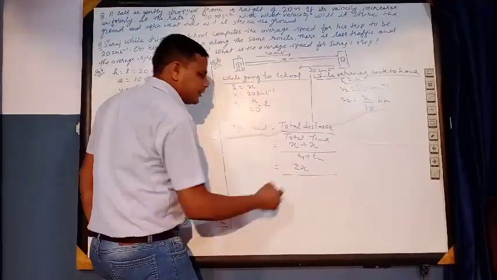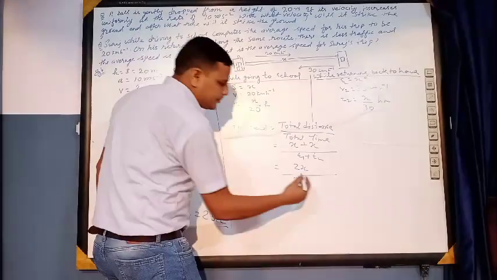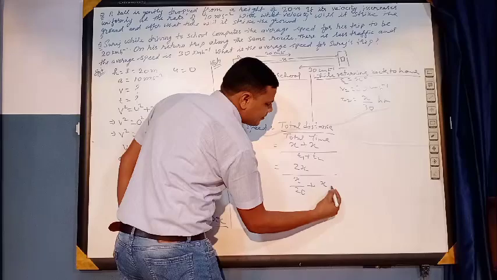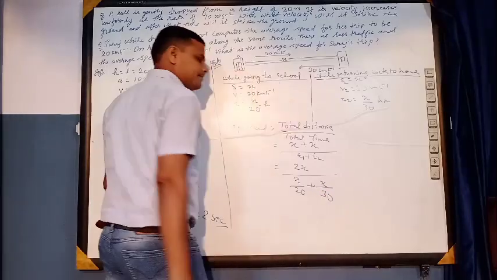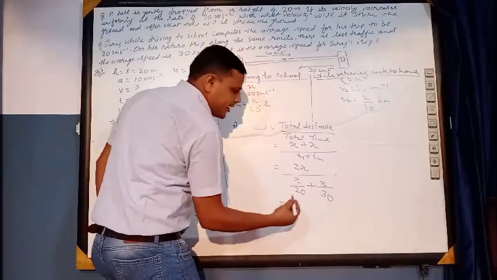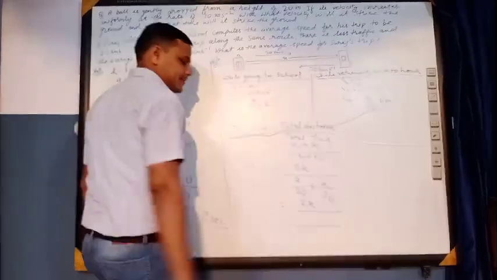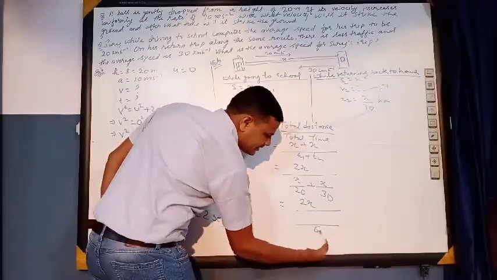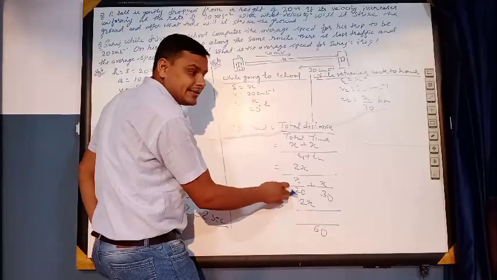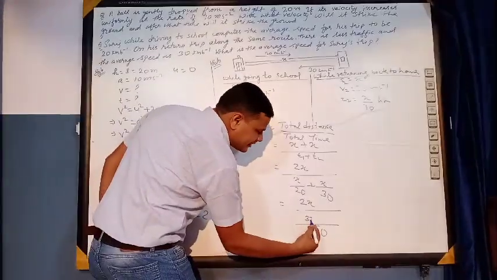Now x plus x, it will be 2x. T1, what is the value of T1? We have x upon 20. What is the value of T2? We have x upon 30. Now, what you have to do? Taking the LCM of 20 and 30, that will be 60. 60 divided by 20, that is 3. So here we will get 3x.